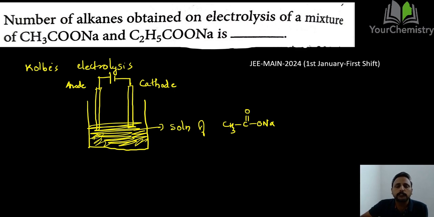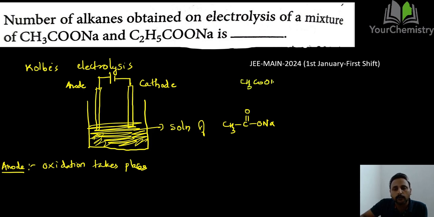So what processes are going to happen in this particular reaction? If you see very carefully, and you know very well what is anode. At anode what will happen? Oxidation takes place. Now if you see this solution, what are the components in this solution? It is CH3COONa aqueous. Aqueous means water. That means this will dissociate into CH3COO minus plus Na plus.